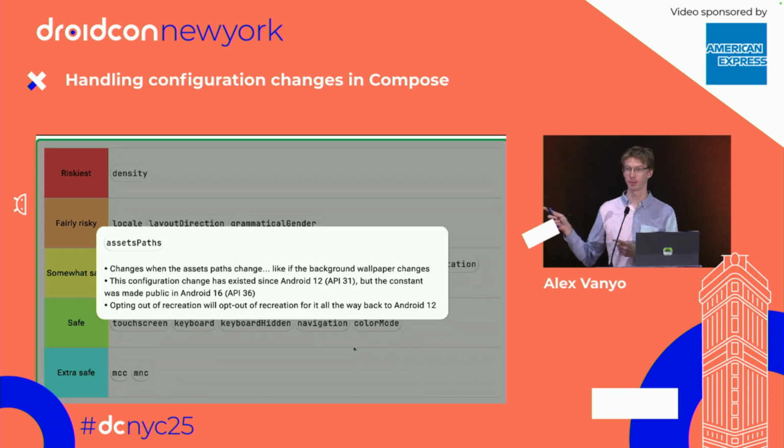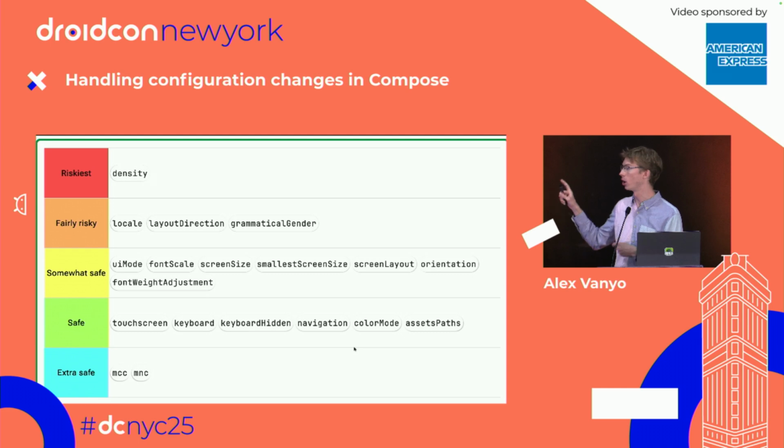And finally, assets paths. This is the newest one in Android 16. This changes when the assets paths change, like if the background wallpaper changes. This has existed as a type of configuration change since Android 12, but you haven't been able to opt out of it for recreation until Android 16. And fun fact, because of how it works under the hood with bit masks, this will actually let you opt out of that recreation all the way back to Android 12. So that you can opt out of everything if you want to is true. All right, that's everything. Oh, assets paths, probably most people weren't using that much, so I'm putting it in safe.